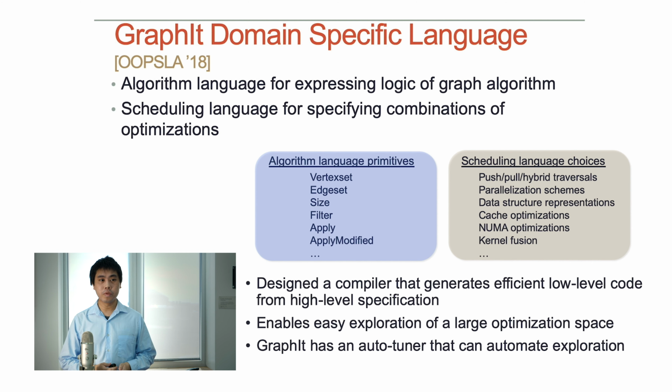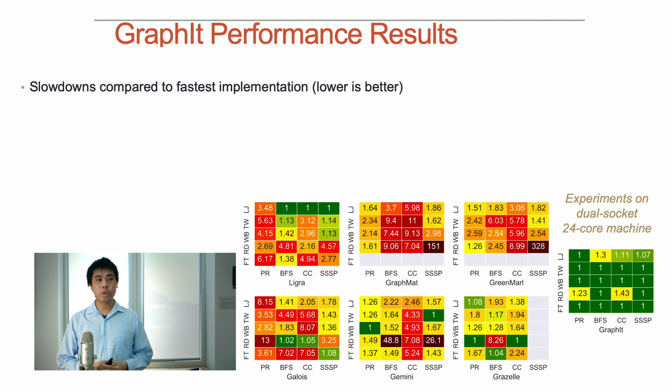Graphit also has an auto-tuner that can automate the exploration of this large optimization space without requiring any manual tuning from the programmer. We compare the performance of Graphit to state-of-the-art graph processing frameworks on different data sets as well as different graph algorithms. Here I'm showing the slowdowns relative to the fastest implementation for each algorithm and data set combination. A value of 1 means that it was the fastest, and a lower number is better.